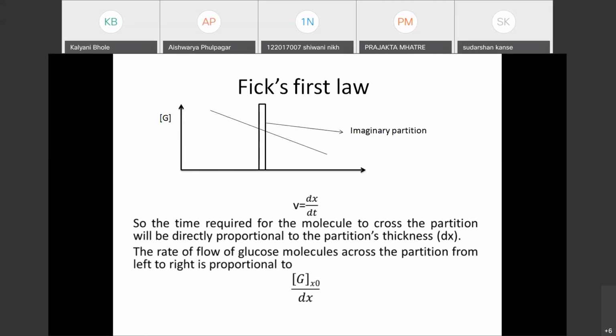Because of this uniform velocity distribution, which I just explained, approximately half of these molecules will have a velocity component to the right, into the partition. So we want to calculate the flow of glucose molecules, and that flow will be proportional to their concentration at x0.